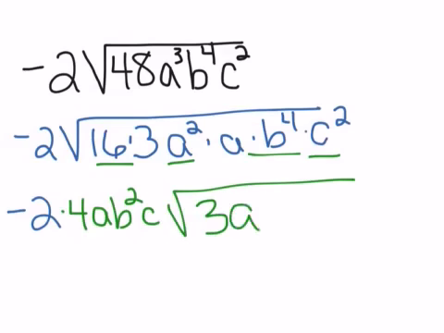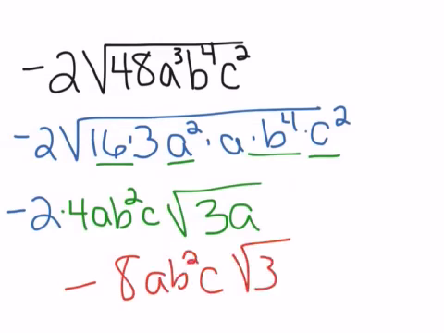So I didn't need that square root to be that long. Now I'm not quite done simplifying because on the outside I can do negative 2 times 4. That gives me negative 8. So I'd have negative 8 ab squared c root 3a.